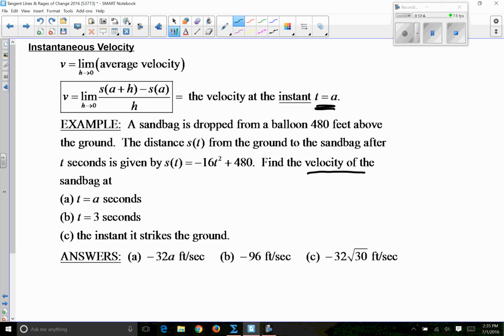Try to do this problem on your own and see if you can come up with these correct answers. And then we will do these problems in class.